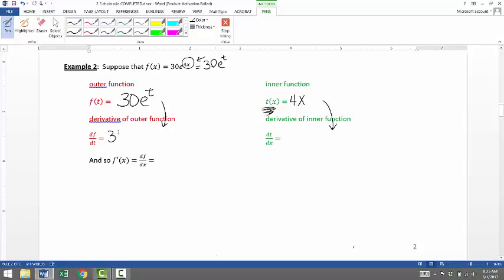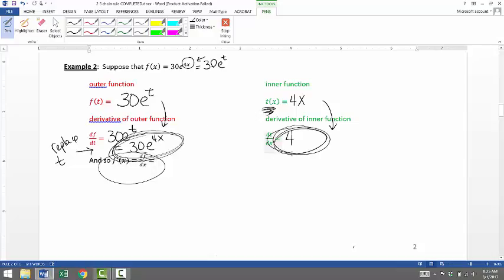Derivative of 30e to the t is just 30e to the t. And again, remember, you've got to replace your t with the expression for t. So 30e to the t becomes 30e to the 4x. And the derivative of our inner function, 4x, is just 4. So overall, using the chain rule, the derivative of f with respect to x will be the derivative of the outer function times the derivative of the inner function. So df/dx is 30e to the 4x times 4.